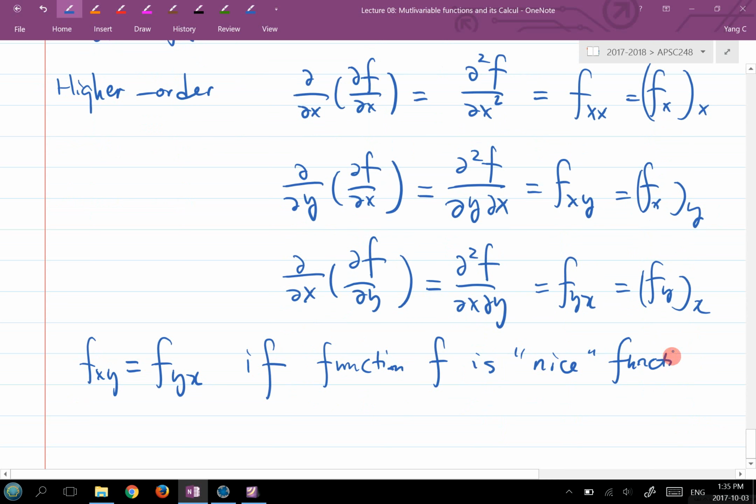Okay. So I use very lay words here. Nice function basically means it doesn't have a sharp bump in the middle of nowhere, or a singularity, that type of thing. So that's basically what we call a nice function. And well, we'll give all the not-so-nice functions to the math department. So we're going to deal with all nice functions in this class here. So bear in mind, most of the time you're going to deal with f_xy equal to f_yx. Okay. Good.